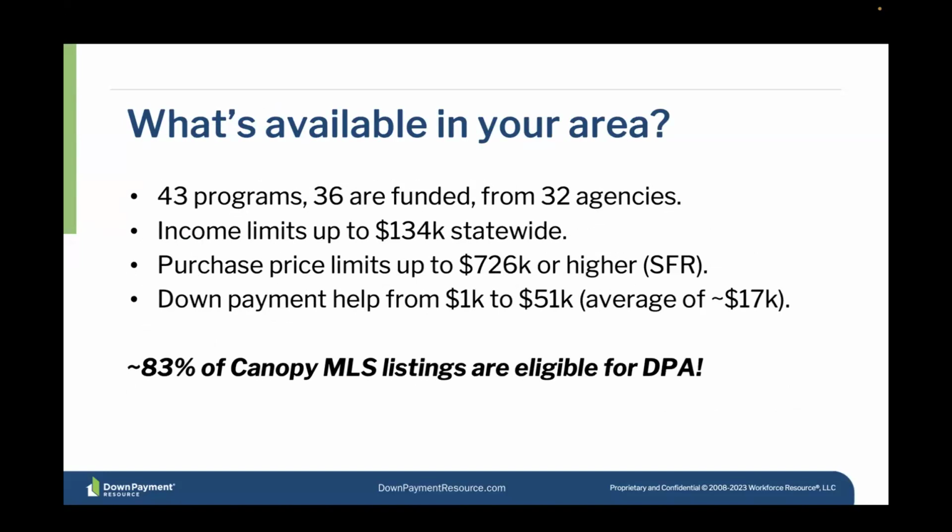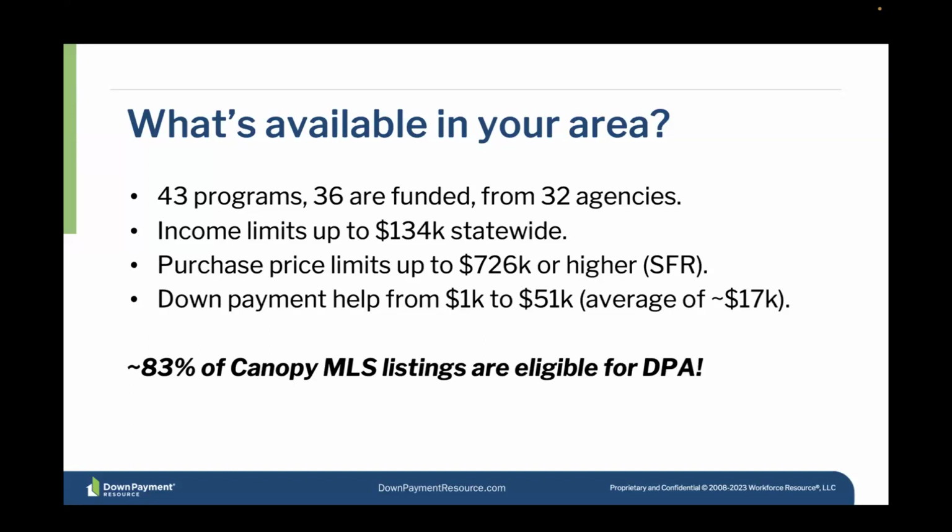There are income limits from conservatively widely available statewide programs that go up to at least $134,000. Now, we don't take the outlier numbers and put them in here. These are the widely available statewide program limits. Purchase price limits are up to $726,000 or higher for single family properties. There are some programs that allow for multifamily, and we'll look at that in just a minute. We also see that the down payment programs range in assistance amounts from $1,000 to just over $50,000 and an average of about $17,000 in help.